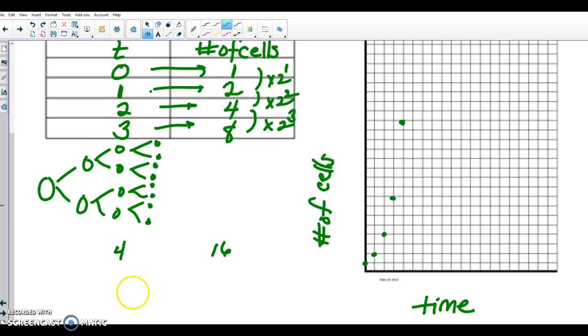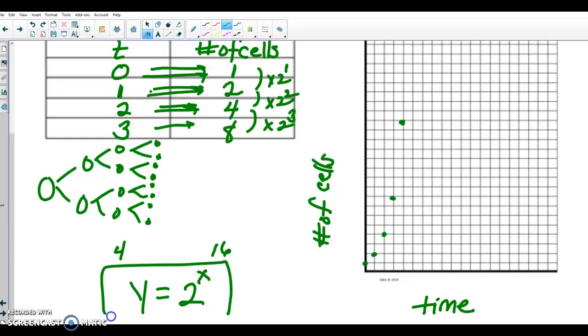So my number of cells, say my y value, is going to be 2 to the x exponent. So 2 to the 0 exponent would give me 1, 2 to the first exponent would give me 2, to the second would give me 4, etc. So that's my equation. We would never expect you to come up with that on your own at this point.